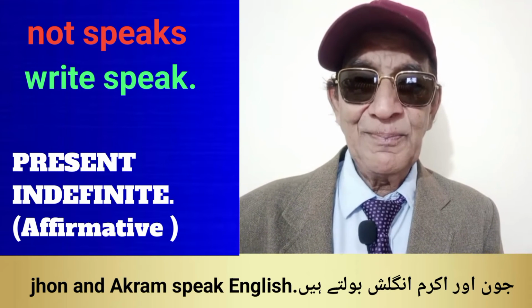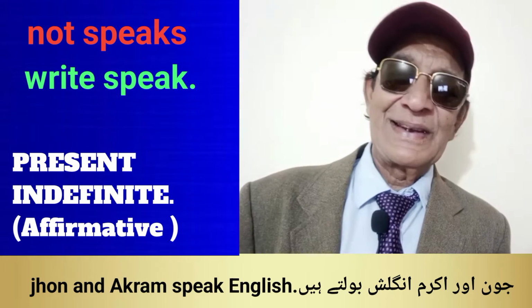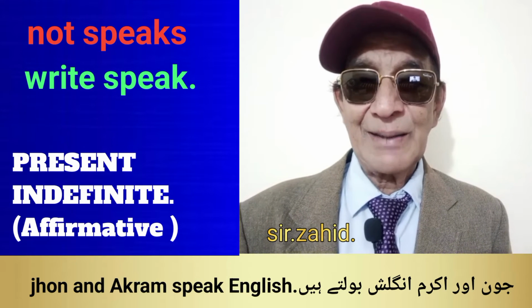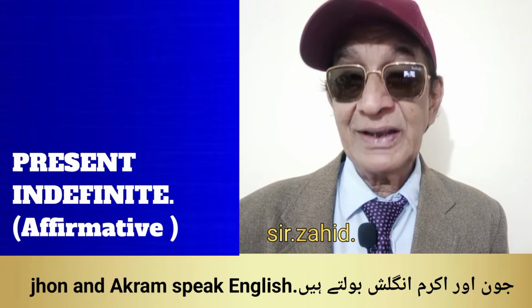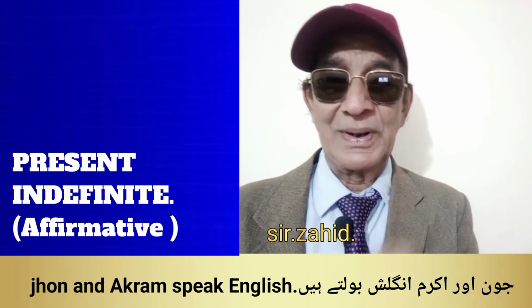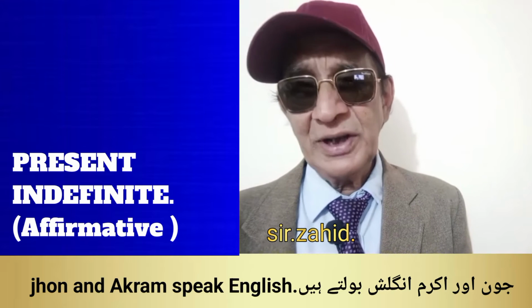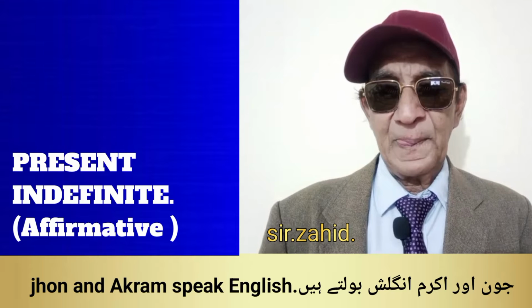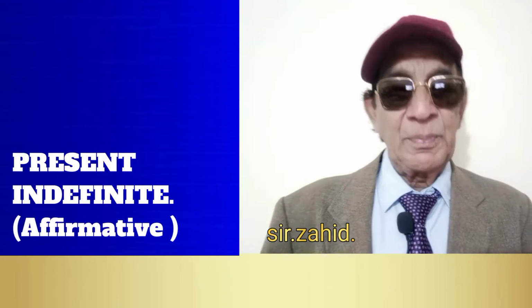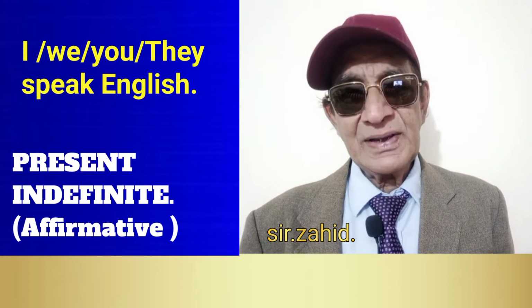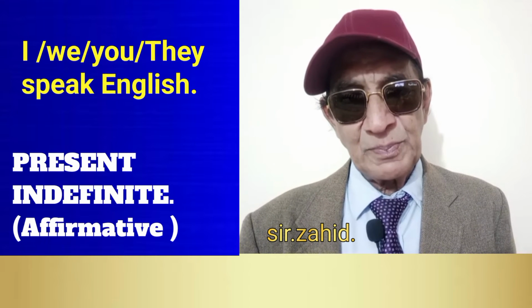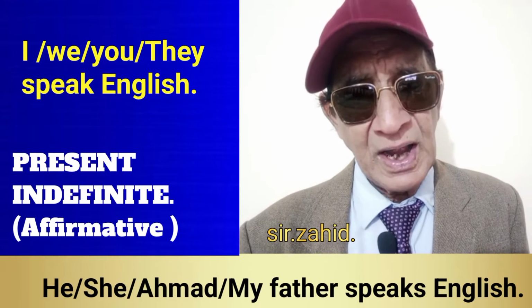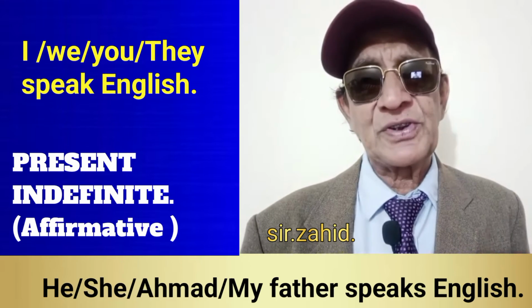John and Akram speak English. Why? Because now here the subject is plural number. John and Akram, the two persons. So John and Akram speak English. Understood? Present indefinite tense. I speak English, you speak English, we speak English, they speak English, he speaks English, she speaks English, Ahmad speaks English, my father speaks English.